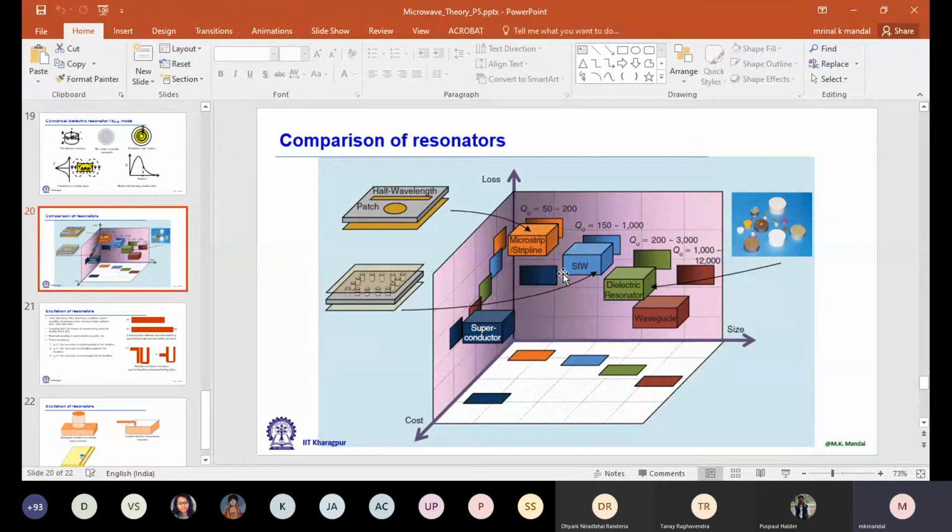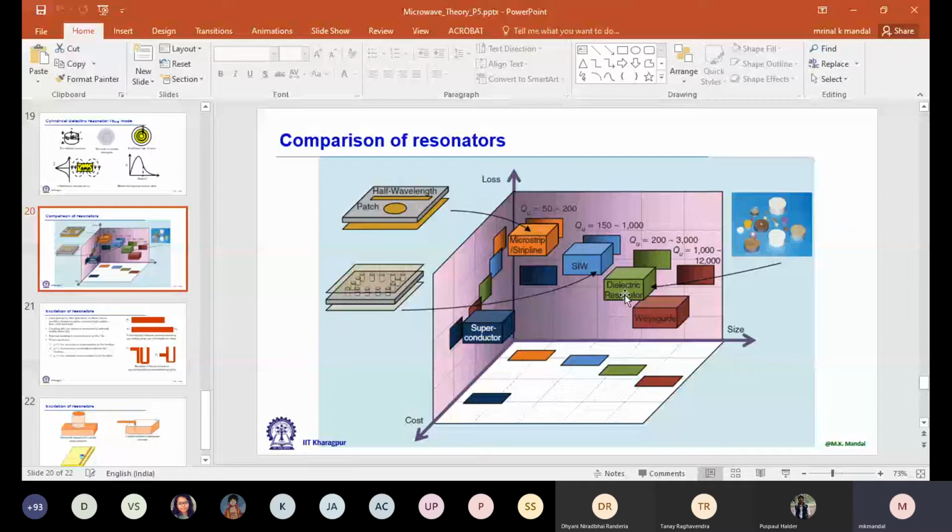So why is SIW popular? It came in the last 15 years and is becoming popular. Why? Because of its cross section. If you compare the cross section of SIW with a microstrip line, it is bigger, so it can have lower loss. Compared with a microstrip line resonator, the quality factor for microstrip is typically 50 to 200. For SIW it can be 150 to 1000, but we are using the same PCB technology for fabrication. This is the advantage, and that's why SIW is becoming popular.